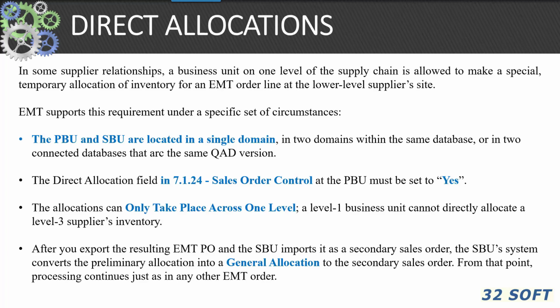We've talked about direct allocations. In some supplier relationships, a business unit at one level in the supply chain is allowed to make a temporary allocation of inventory for an EMT order at a lower supplier site. EMT supports this if the SBUs are located in the same domain. If the 7.1.24 direct allocation is yes, it only takes place across one level down. And when the EMT PO is imported at the SBU, it converts the preliminary allocation into a general allocation.